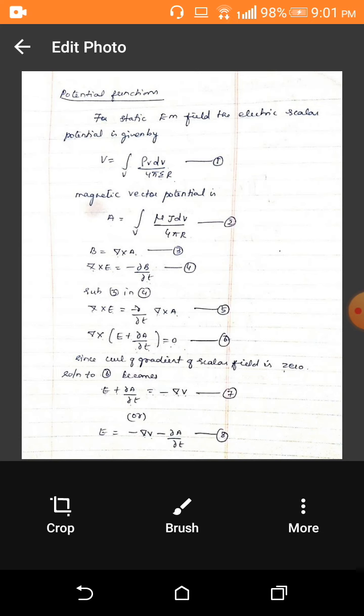The first thing, the electric scalar potential in the presence of a static charge distribution is given by V is equal to volume integral of rho V dV by 4 pi epsilon r. And next, magnetic vector potential is given by A is equal to volume integral mu J dV by 4 pi r. Therefore, by using Maxwell's equation, we will get an expression for B. B is equal to del cross A, and del cross E is equal to minus dou B by dou t.